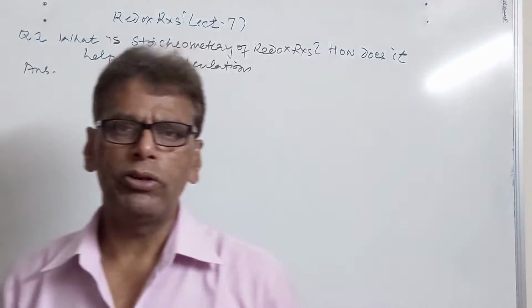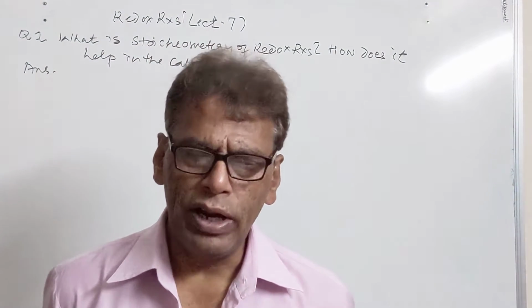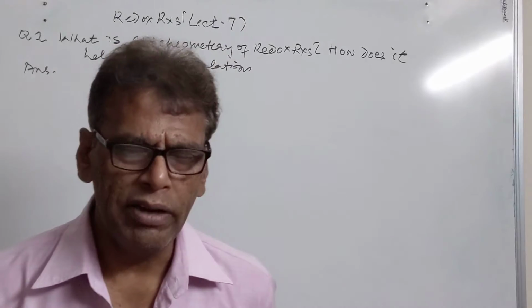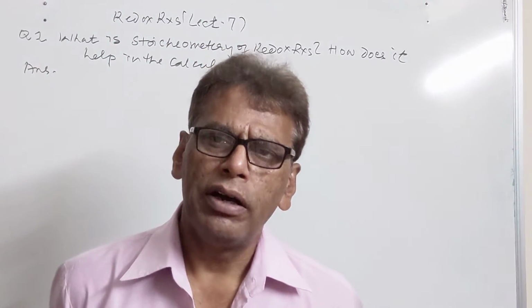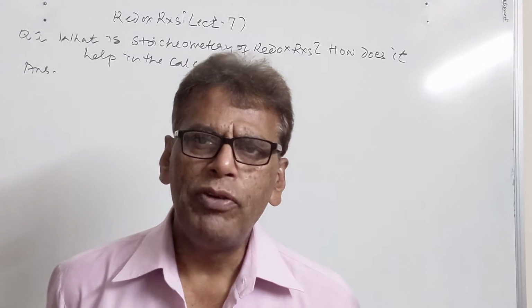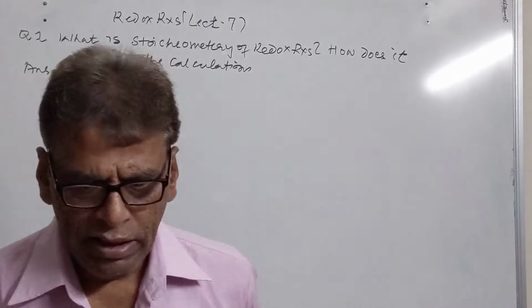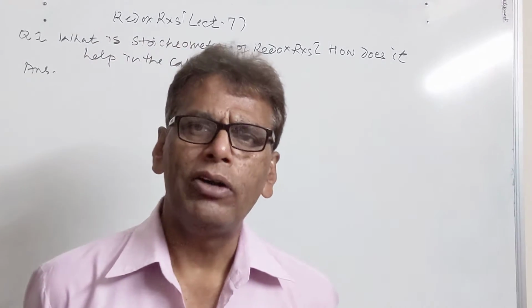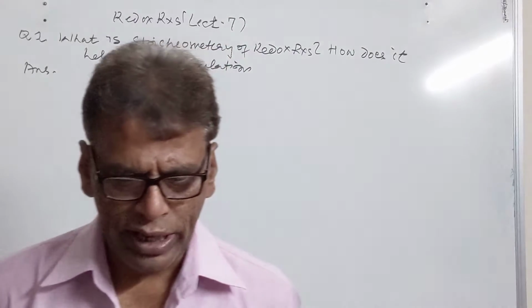Stoichiometry of the redox reactions is the number of moles of the oxidant and the number of moles of the reductant combining in the redox reaction to give the complete redox reaction. If we know the number of moles of the oxidant as well as the reductant, then we derive a formula to make the stoichiometry calculations in the redox reactions.